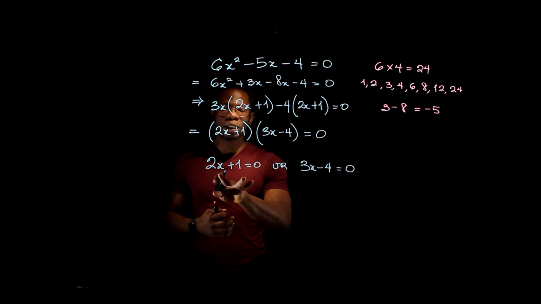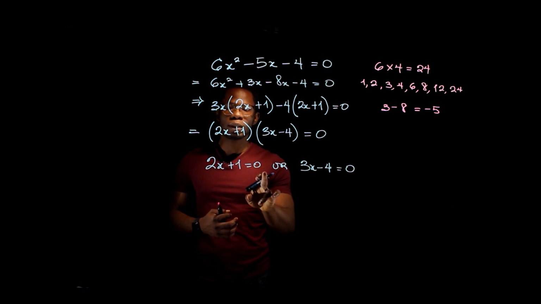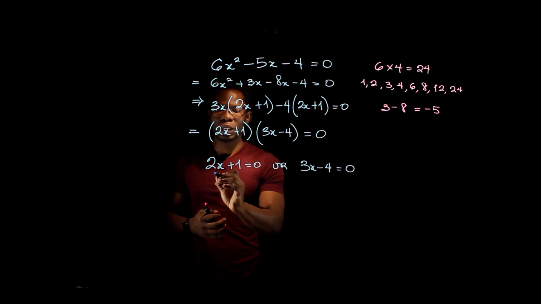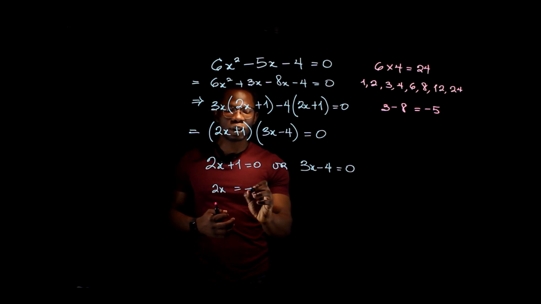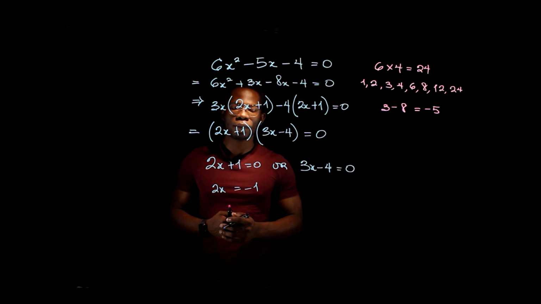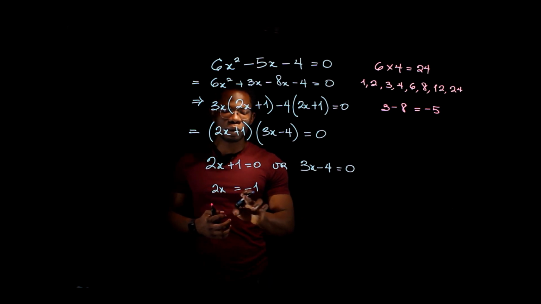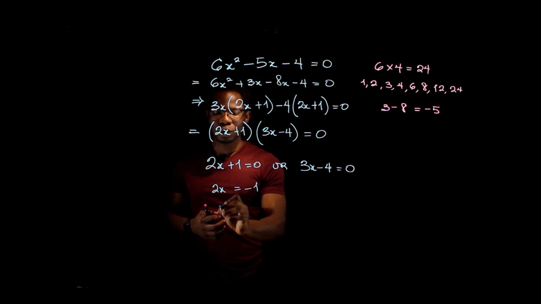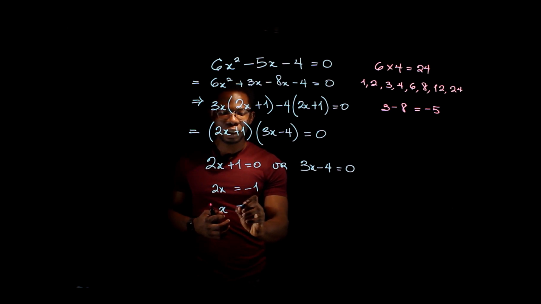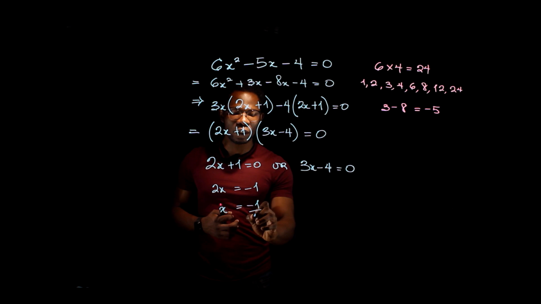Now to solve for x here, we subtract 1 from both sides. Now if we subtract 1 from this side, we're left with 2x. And if we subtract 1 from this side, we have minus 1. Now to leave x on this side alone, all we have to do is divide both sides by 2. And that would leave us with x here, and that will be minus 1 divided by 2.